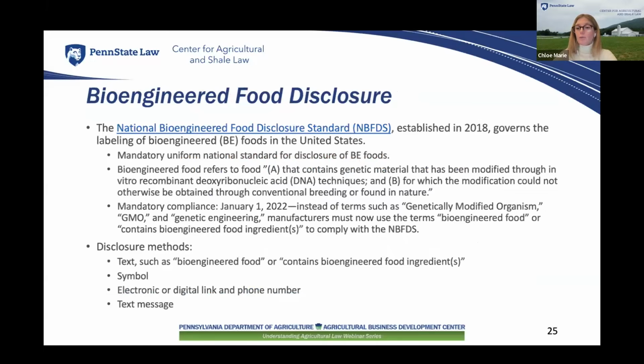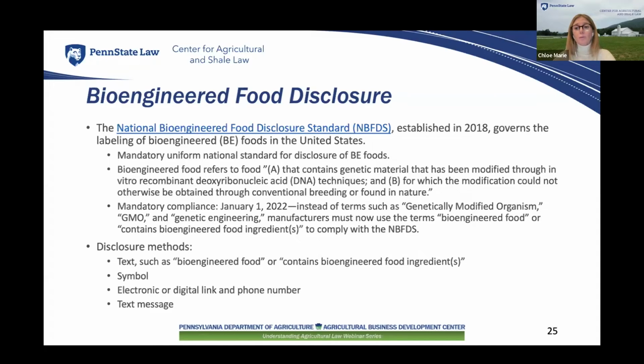So in December 2018, the USDA Agricultural Marketing Service established the National Bioengineered Food Disclosure Standard. This standard requires food manufacturers, importers, and certain retailers to disclose whether the food they offer for retail sale is bioengineered or contains bioengineered food ingredients. The standard defines bioengineered foods as those containing detectable genetic material modified through in vitro DNA techniques and that cannot be produced through conventional breeding or found in nature.